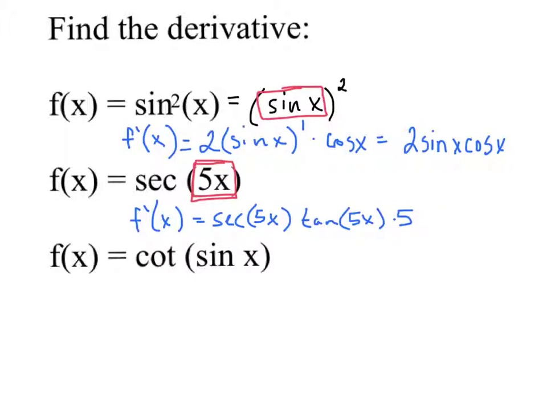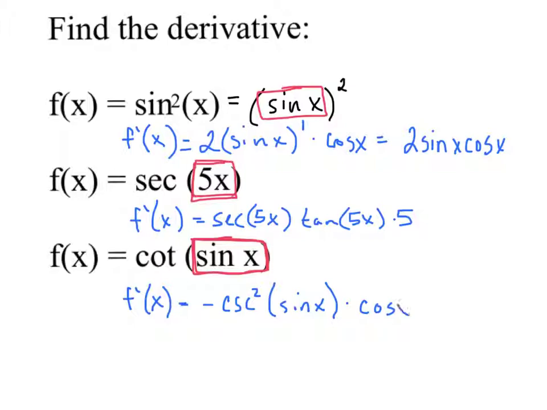Last problem, the cotangent of sine x. Well, the sine is my inside function. So we start with the derivative of the outside. The derivative of cotangent is negative cosecant squared. I leave the inside exactly as it was, and then I'm going to multiply by the derivative of the inside, which is just cosine.